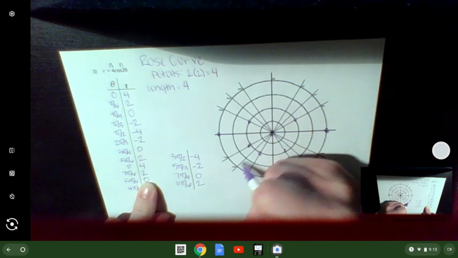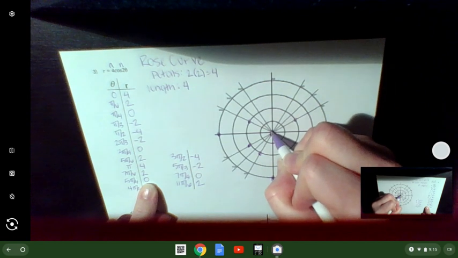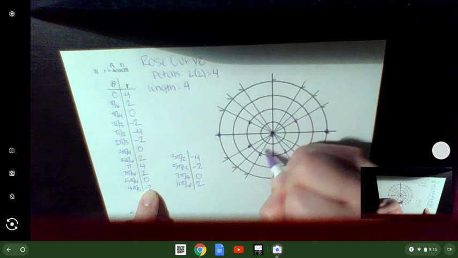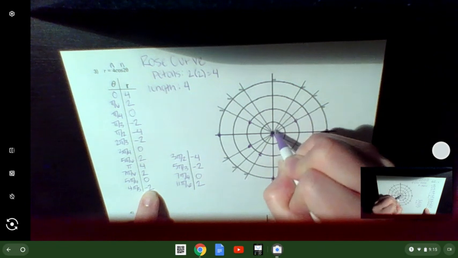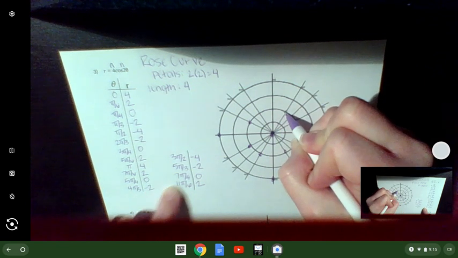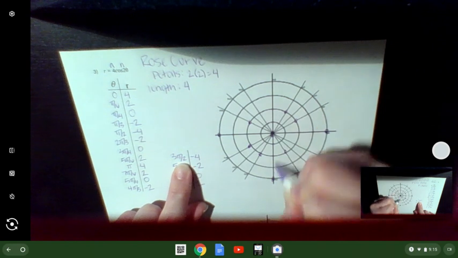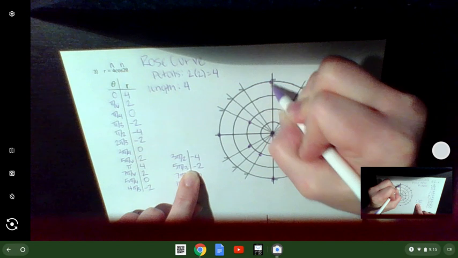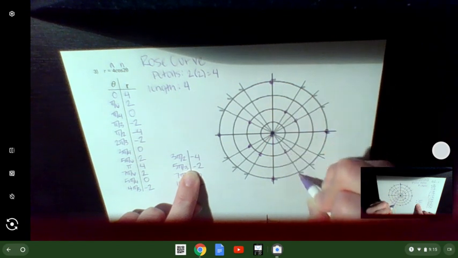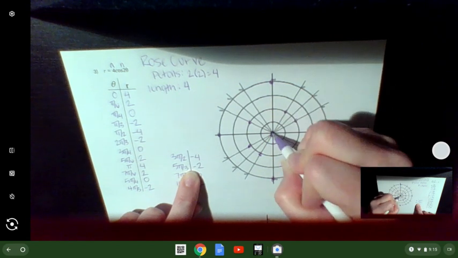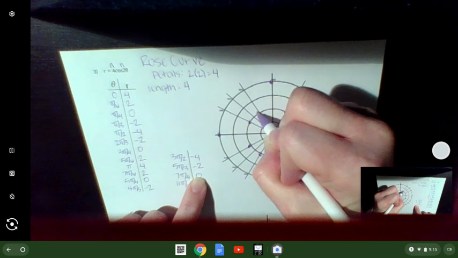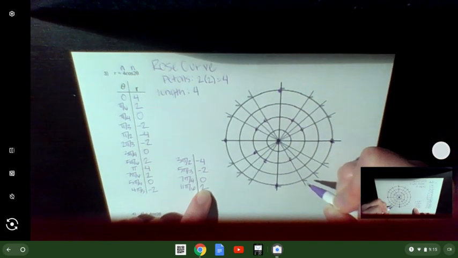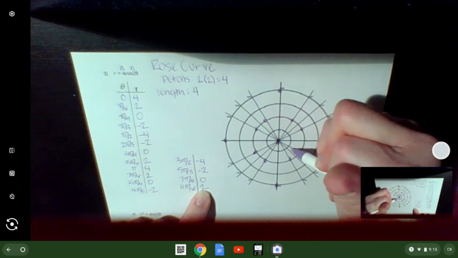5 pi over 4, R value of 0, right back at the pole. 4 pi over 3, negative 2. So even though this is 4 pi over 3, through the pole, 1, 2. 3 pi over 2 through the pole, 1, 2, 3, 4. 5 pi over 3 through the pole, 1, 2. 7 pi over 4, R value of 0, right back there at the pole. And 11 pi over 6, 2.